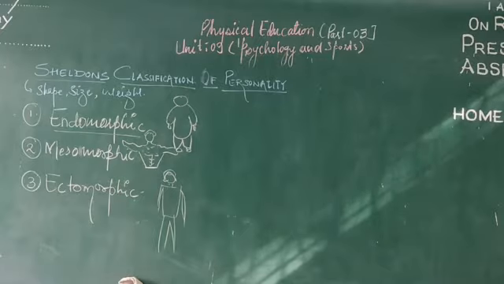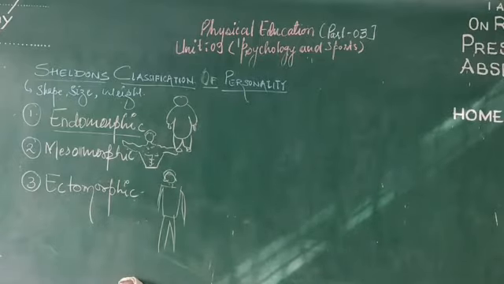Ectomorphs are those persons who are not good for many kinds of activities, but for sure yes, they are good for various kinds of athletic activities like long distance running, 50-meter dash, etc. Right? So this was about the physical fitness personality classification of William Herbert Sheldon.